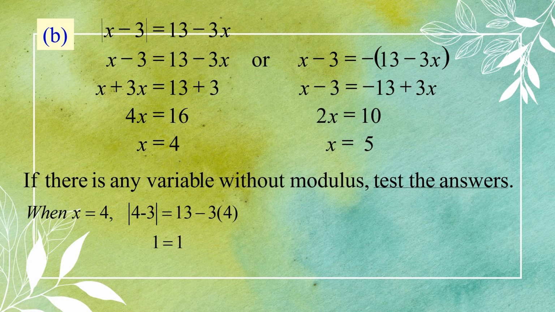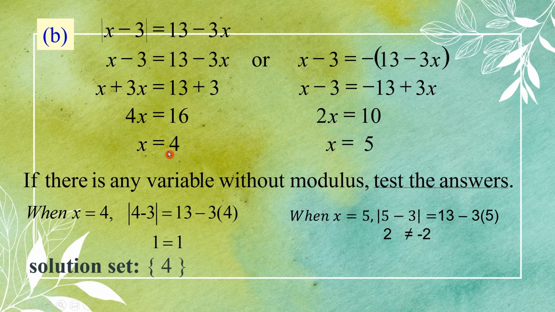Let's check when x = 5. We substitute 5 in our equation. 5 - 3 we get 2. 13 - 3 times 5 we get -2. Since the left hand side is not equal to the right hand side, we cannot take x = 5 as our answer. Therefore, we only have one value of x, which is 4.